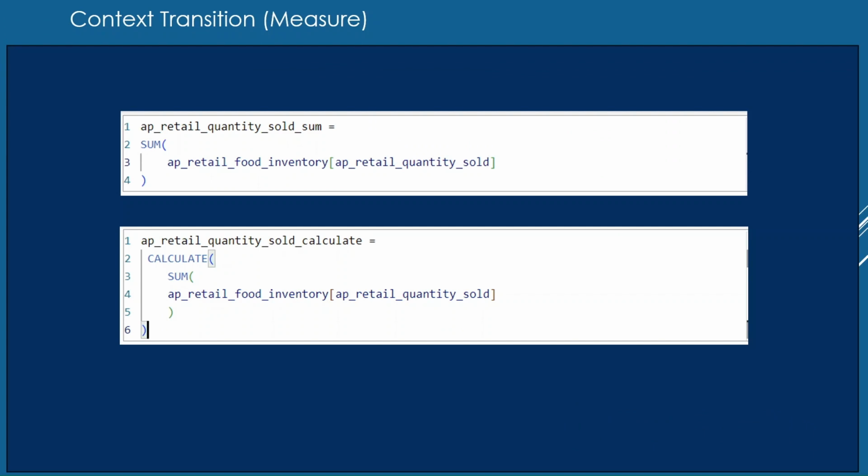What I am doing here is creating two measures. One uses the sum function, calculating all the quantities sold from this table, and the other uses a calculate, calculating all the quantity sold from this table. Let me create these two measures in Power BI.